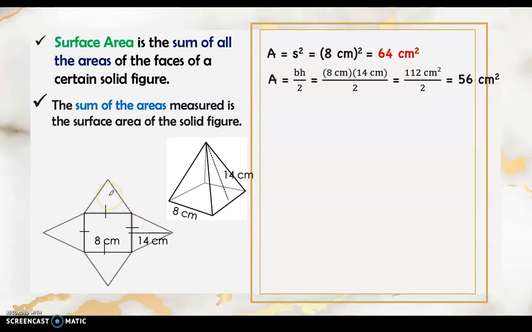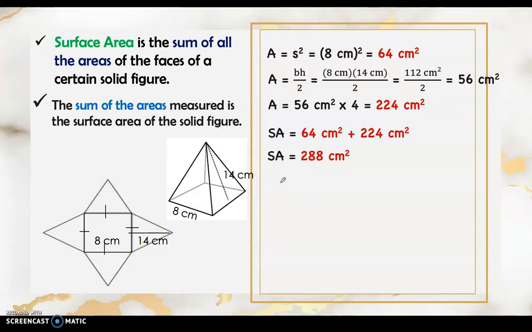But take note that these 4 triangles are equal. So what we're going to do is just multiply this 56 square centimeters times 4 so that we can get the areas of the 4 triangles, since again they are equal. So the area of the 4 triangles is 224 square centimeters. Then to find the surface area of this net, we add 224 plus 64. We get 288 square centimeters, and that is the surface area of this square pyramid.